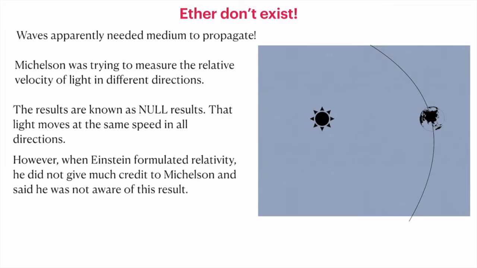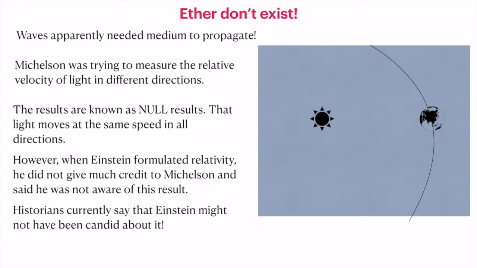It is interesting that, after formulating the special theory of relativity, Einstein seems to have claimed that he was not aware of the Michelson experiment and did not give any credit to Michelson. However, Michelson is a pioneer in his own way in measuring the speed of light, and it doesn't require any big shot to give you some credit. As long as your work is genuine, it would stay on. Historians currently say that Einstein might not have been candid about this. So these are the facts. Sometimes, irrespective of being great scientists, they are also human beings. That is where some of the problems do come.